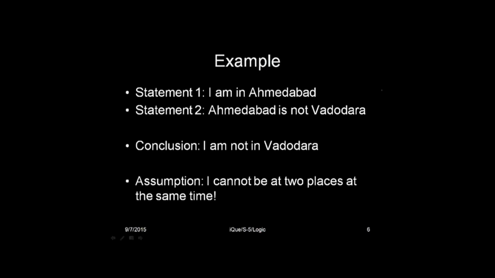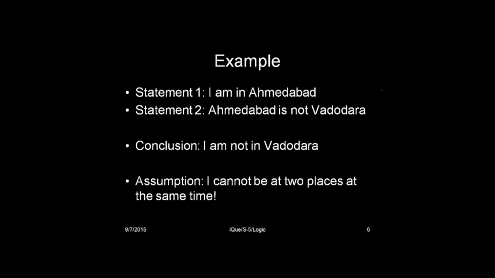Take a look at the assumption that I have made. Now, I'm assuming that I cannot be at 2 places at the same time. Now, you may say, that is obvious, that is pretty much true. But my dear friend, that's what an assumption is. It is an unstated fact which has to be true for the given conclusion to be true. Because if it is true that I cannot be at 2 places at the same time, then from the statements I can derive that I am not in Vadodara.